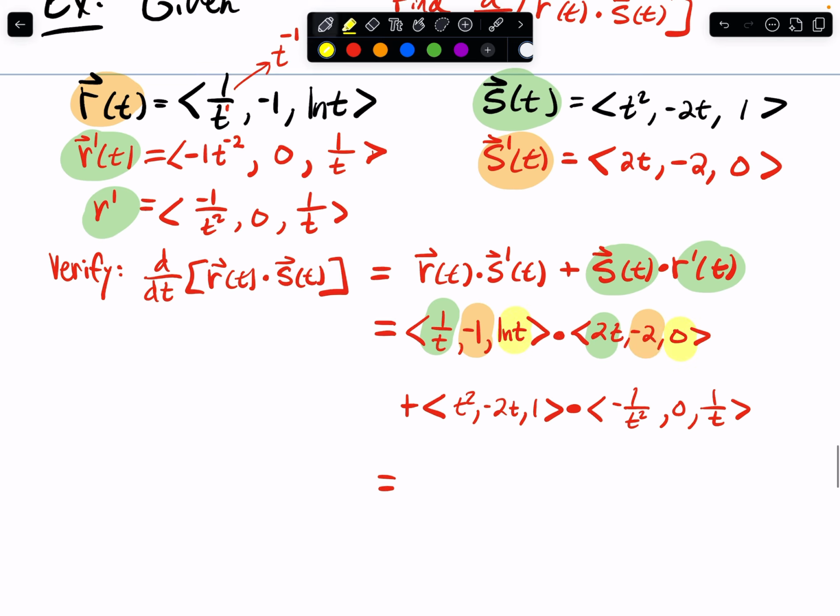Okay? So when I multiply 1 over t times 2t, I get 2, plus negative 1 times negative 2, which is 2, plus ln t times 0, which is 0. So the first part is 2 plus 2 plus 0, which is 4. Okay.